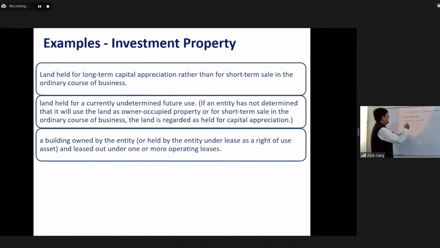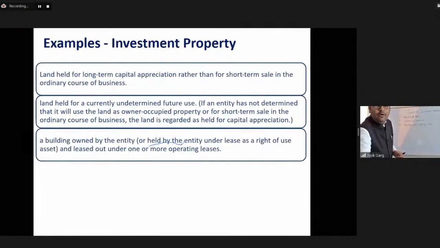So the third one is building held for giving on operating lease, OL, on operating lease. And one more part is written here, that it is also written here: or held by the entity under a lease as a right of use asset.